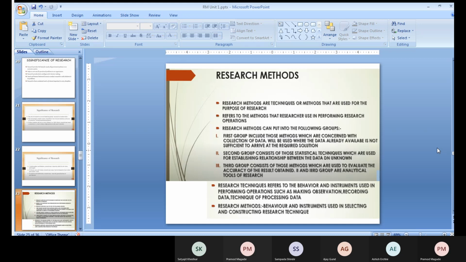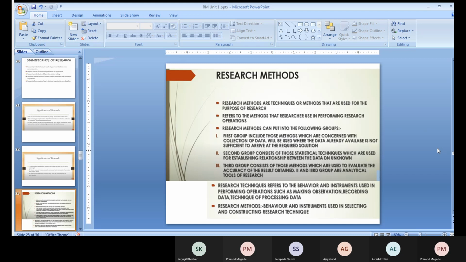Second group consists of the statistical techniques which are used for establishing relations between data and unknown data. Correct? Now, how does it come? It is by the laws, principles, conditions, assumptions, empirical relations that help us in finding out the research method. And third group, of course, is related to the evaluation of accuracy of the results obtained. In case of the first and second group base. So that will be the kind of research method, 3 groups.